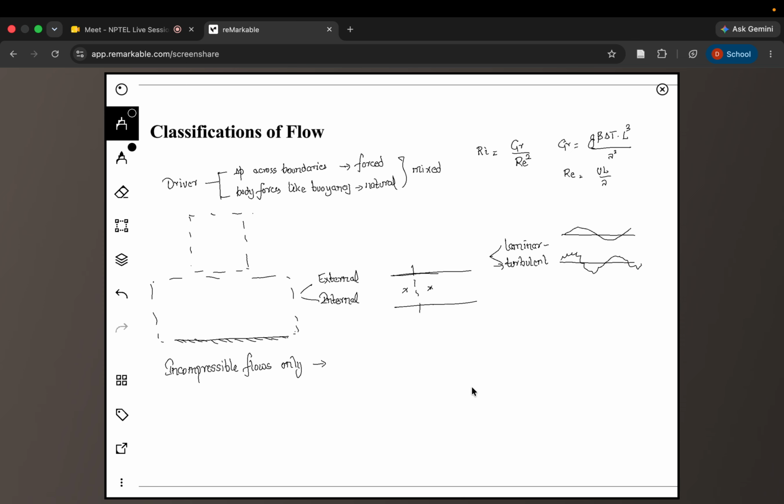And the next aspect that comes is how do we model turbulence. That is also something that we will discuss in week 11. So these are the general classifications. Yeah. So coming back, what do we mean by incompressible flows? So density is constant.